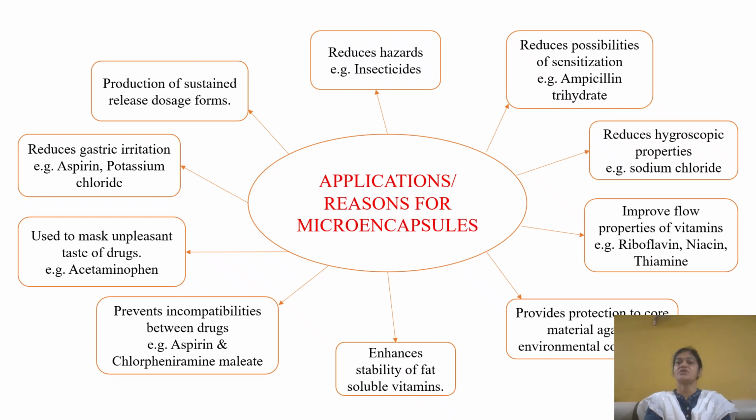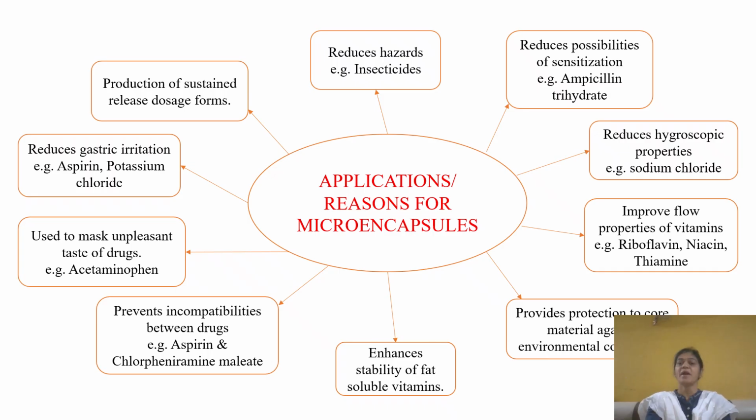Now, what are the applications of microencapsulation? Microencapsulation, as it provides the inner core and the outside coating material, can be useful in insecticides, as it reduces the hazards. Again, it will reduce the possibility of sensitization just because of the coating. Example is ampicillin trihydrate. Again, it will be more advantageous for hygroscopic material, for example sodium chloride. Next, it will improve the flow properties of vitamins, for example, riboflavin, then niacinamide, then thiamine.